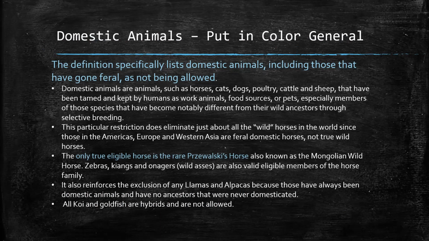So basically, in spite of the fact that I know where some horse, I can't remember the name of it. I have a Chincoteague pony. I know where a Chincoteague pony lives in Michigan, but even if I went and took pictures of Breezy, I'd have to put her in color general, because even though she came from wild horses and she was wild at one point in her life, she is now a domestic horse. Llamas and alpacas have never been wild, so they are considered domestic animals, so they go into color general. And all of your koi and goldfish and the hybrids of those also go into color general.